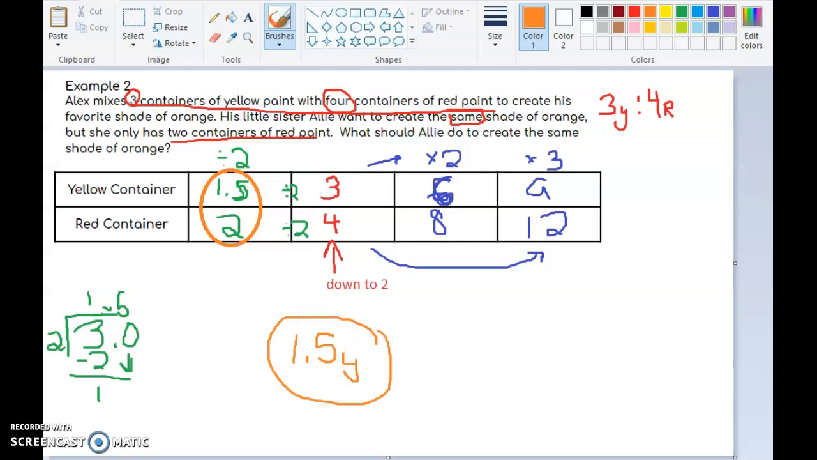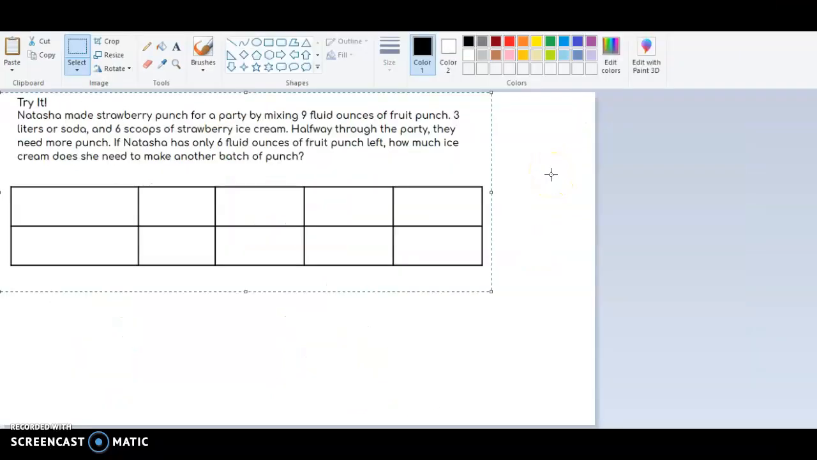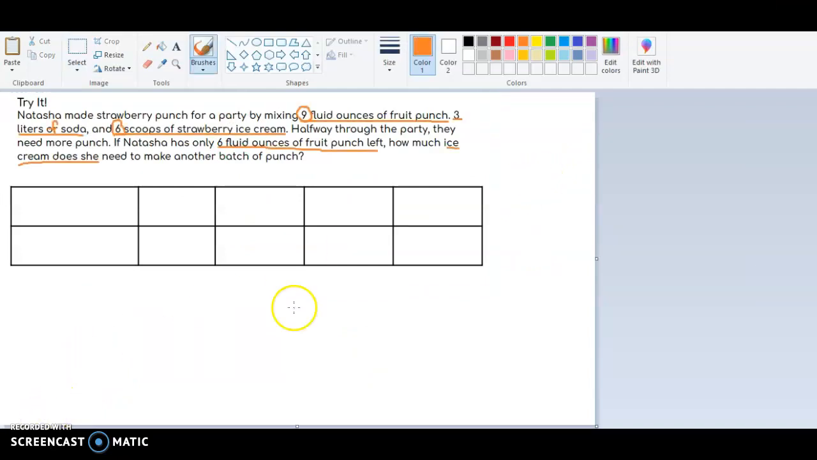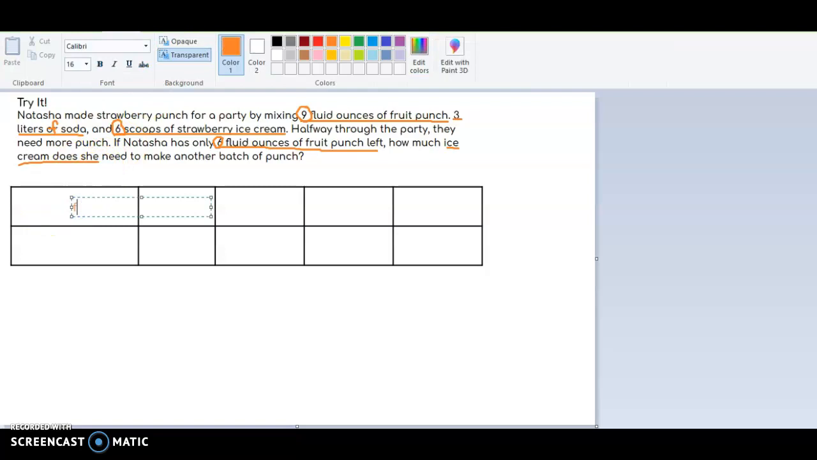All right, now let's look at the next one. Go ahead and read this and try and complete the chart by yourself. If you have trouble, go ahead and play the video and look for some hints. So I've gone ahead and underlined the stuff that I see that's important, and I've circled my numbers, okay? So let's see. If I read the question, it only cares about fruit punch and ice cream, so I'm going to have that be in here. Those are going to be my 2.